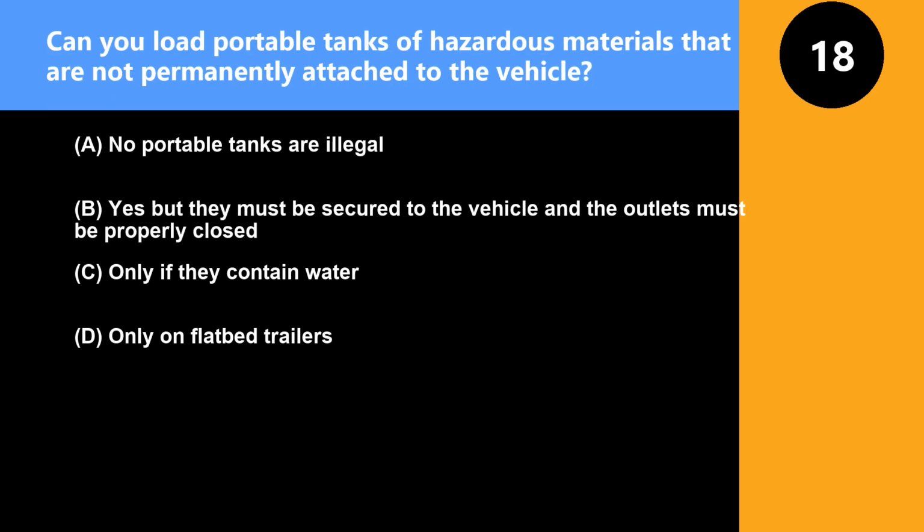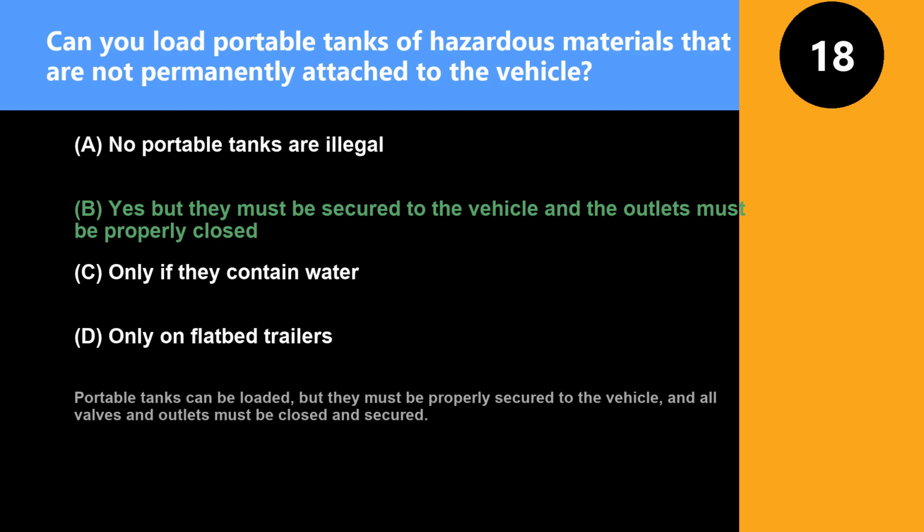Question 18. Can you load portable tanks of hazardous materials that are not permanently attached to the vehicle? Option A, no, portable tanks are illegal. Option B, yes, but they must be secured to the vehicle and the outlets must be properly closed. Option C, only if they contain water. Option D, only on flatbed trailers. The correct answer is option B. Yes, but they must be secured to the vehicle and the outlets must be properly closed. Portable tanks can be loaded, but they must be properly secured to the vehicle, and all valves and outlets must be closed and secured.